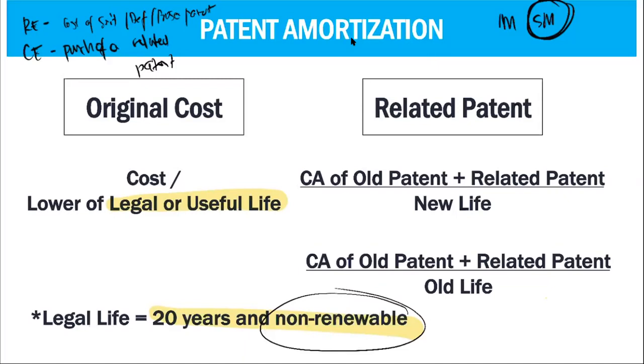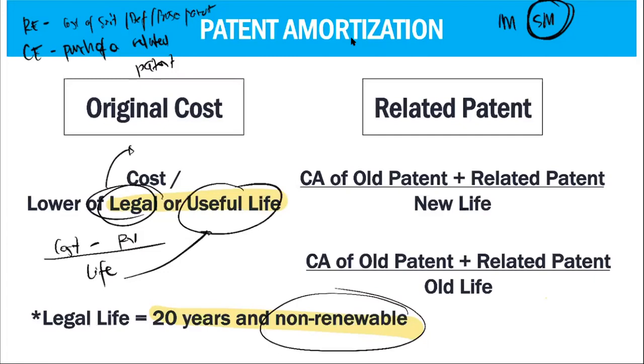So sir, why don't we need to deduct the residual value? Because our main formula before is cost less residual value divided by life. So remember the life of your patent, what do we compare it to? Your legal or useful life. What is the legal life of our patent? 20 years. Sir, why do we not deduct your residual value? Again, what is the rule? The general rule for residual value is zero, unless there is a committed buyer or there is an active market.